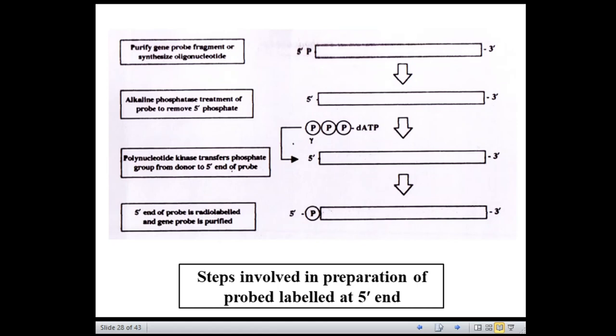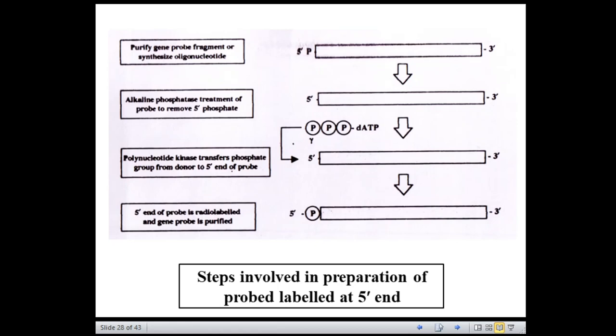Now this reaction is carried out by the presence of two important enzymes. Number 1, alkaline phosphatase, and number 2, polynucleotide kinase. The first enzyme, alkaline phosphatase, is used to remove the existing phosphate group from the DNA.